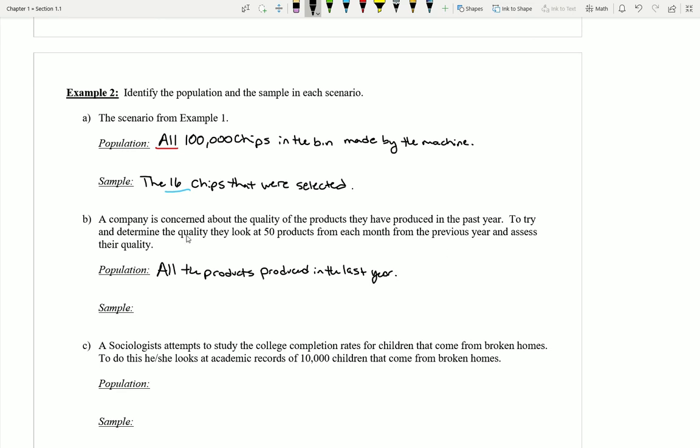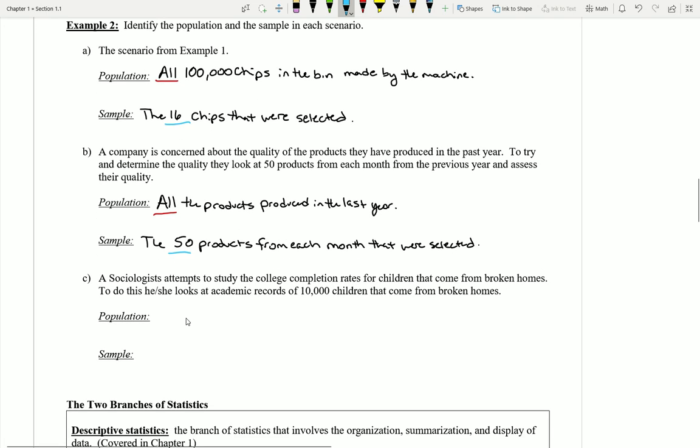I mean, isn't this exactly what that first sentence says? A company is concerned about the quality of the products they have produced in the last year. So we're going to go look at all of the products produced in the last year. Okay, so again, notice that buzzword of all is popping up again when I talk about population. Now when we look at the sample, which of the objects did we actually go look at? Okay, well the sample then would be the 50 products from each month that were selected. Right? We only took some of the objects. Technically here, I guess 50 times 12, right? Since we did 50 every month. So I think that'd be, I don't know, what is that, like 600? Right? So these are going to be my population and sample here.